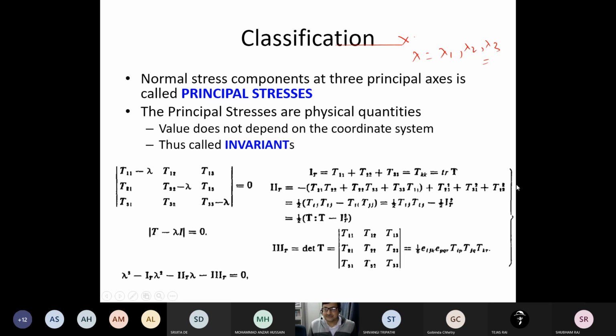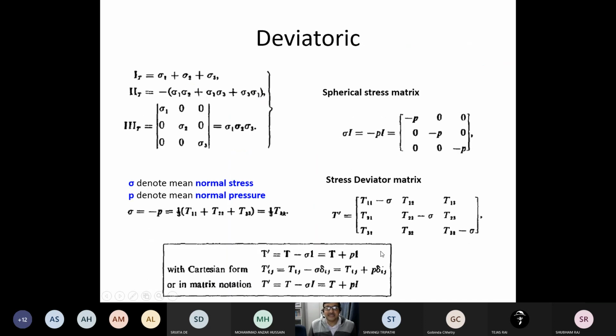One is called I1 of T, which is the trace of T. Then I2 of T. This I2 is giving you whatever other factors are there apart from the diagonal, the trace factor here. And then the third is giving you the determinant of T. What is the utility of this? You can straight away see that.